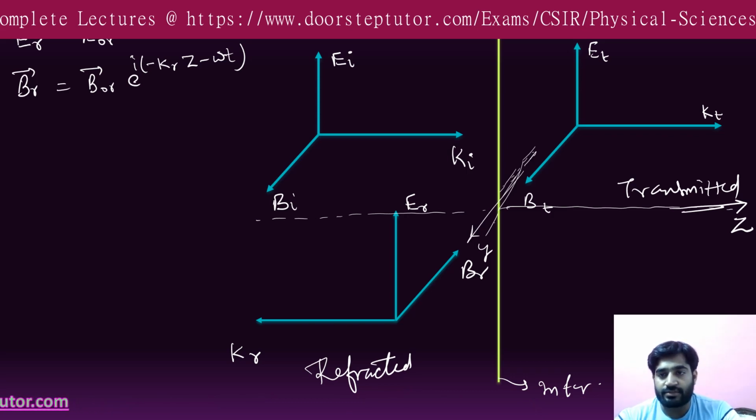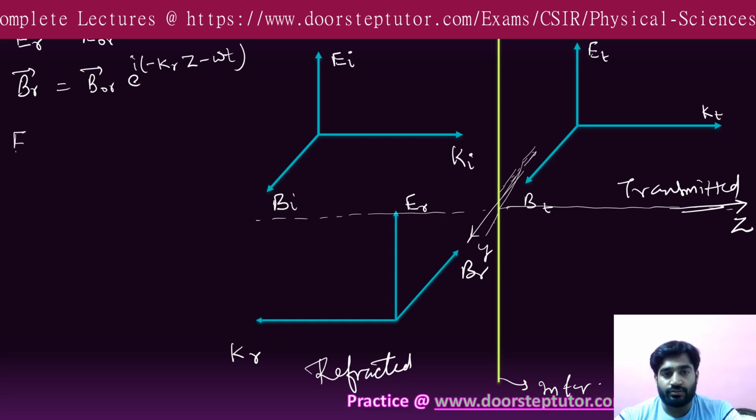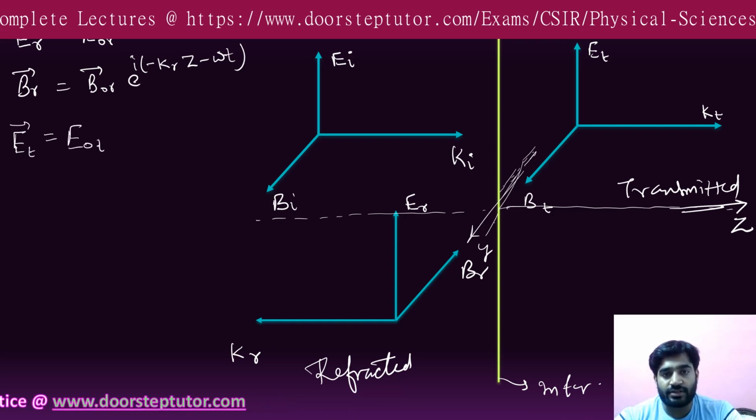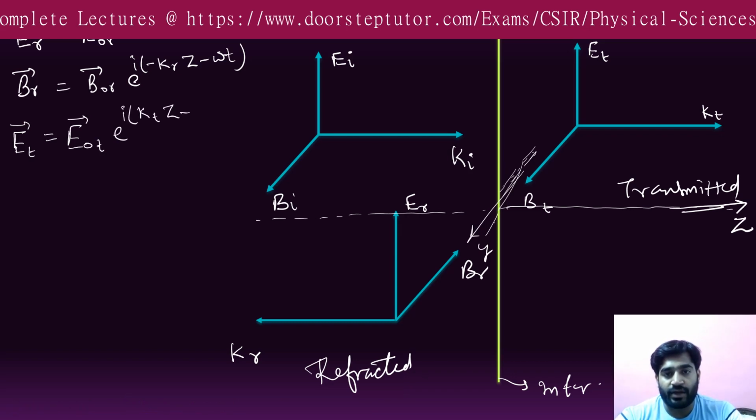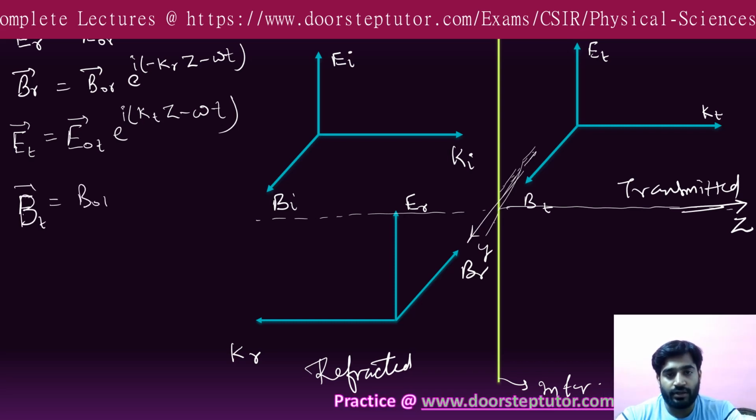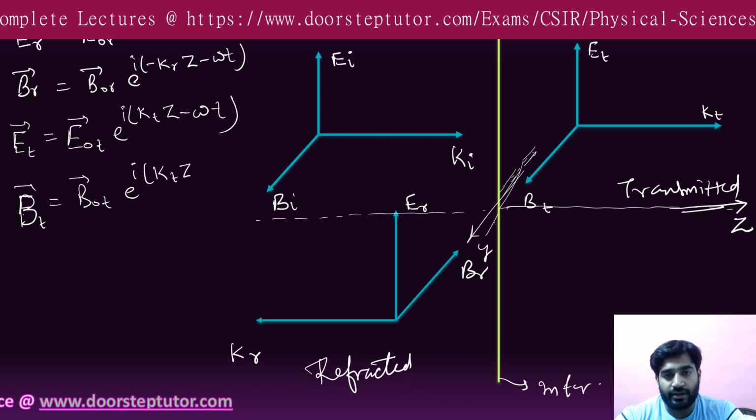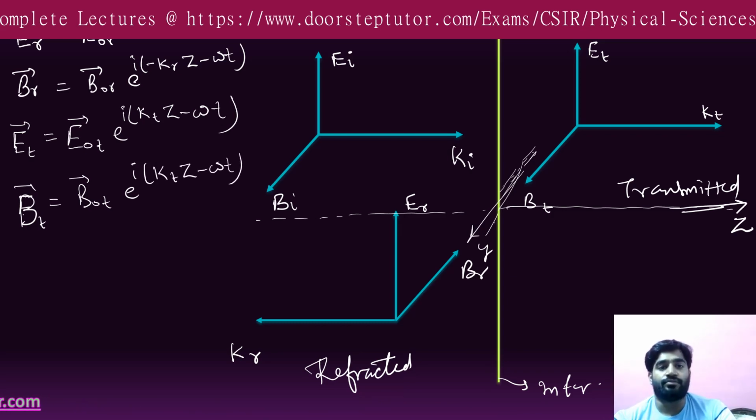Next is the transmission case. If you see the transmission, the directions are the same. That means the incident pattern is exactly the same as the transmission pattern. So the transmitted E vector is equal to E naught t e to the power i(kt z minus omega t). Similarly, the transmitted B is B naught t e to the power i(kt z minus omega t). This is what we see.